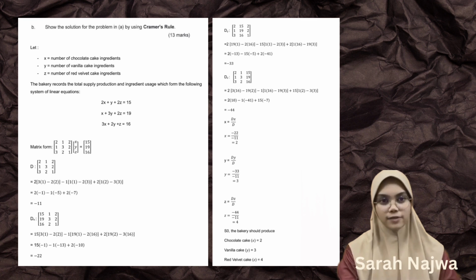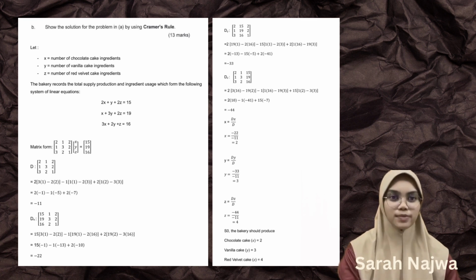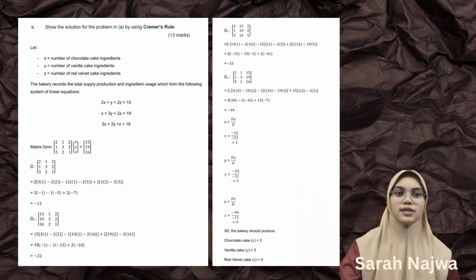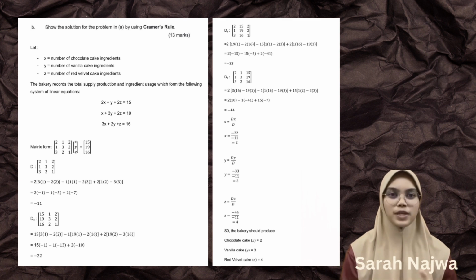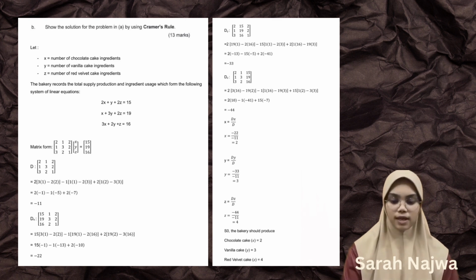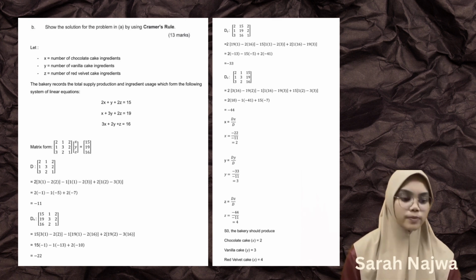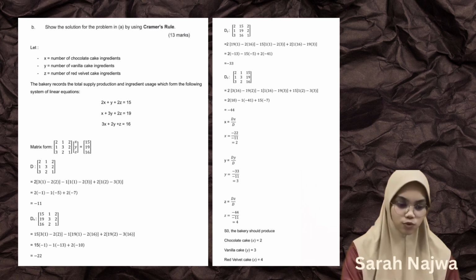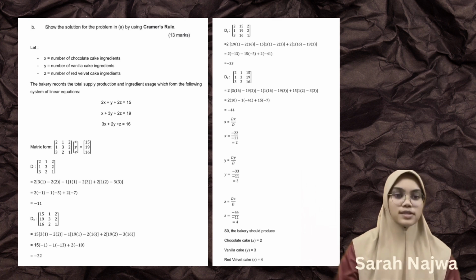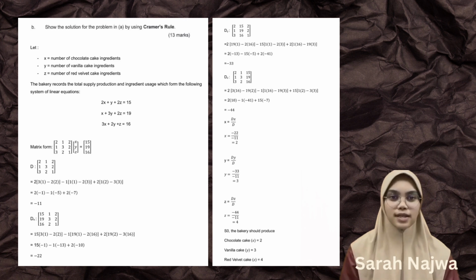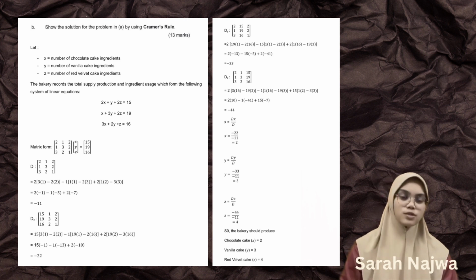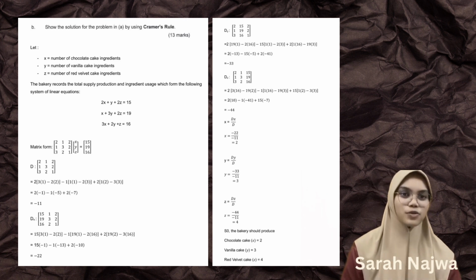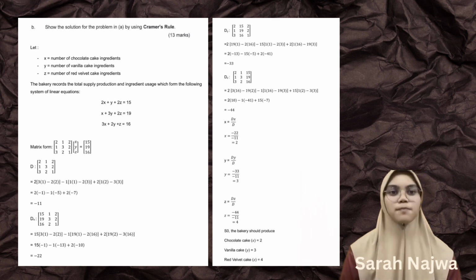After that, we find the determinant of y. For dy, we replace the second column with the constants, and the matrix becomes 2, 15, 2, 1, 19, 2, and 3, 16, 1. We substitute the values and calculate dy, and we get dy is equal to negative 33.